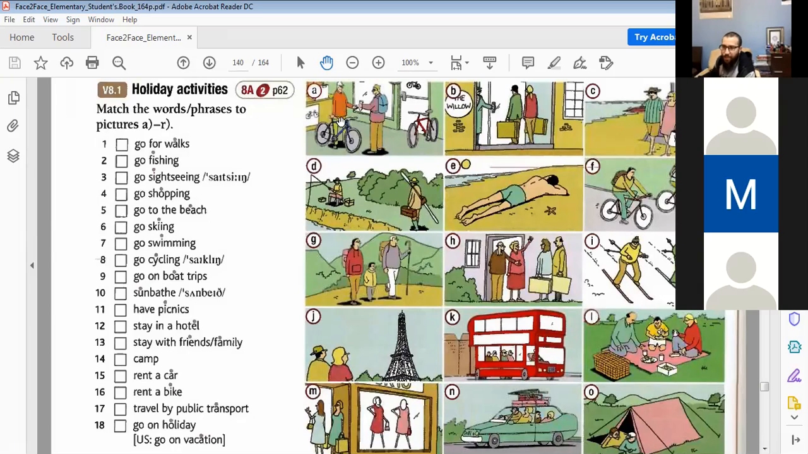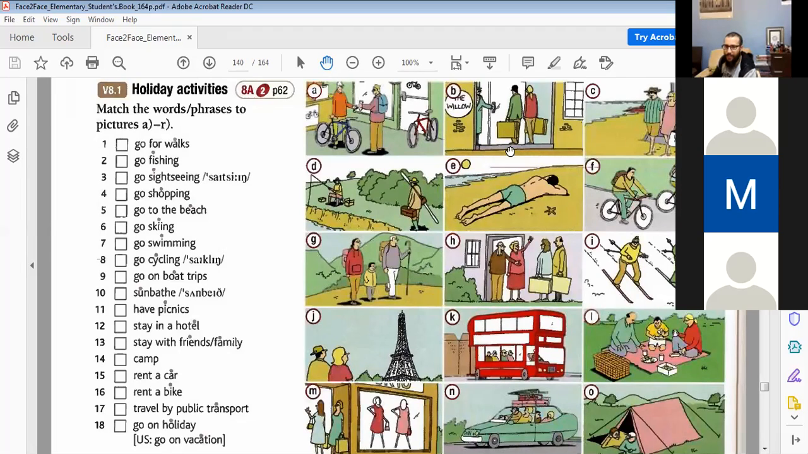Okay. Do you want to do it from the pictures, or do you want to do it from the list? What do you think is easier? Let's do it from the pictures, okay? So picture A. What's this? What's happening in picture A?